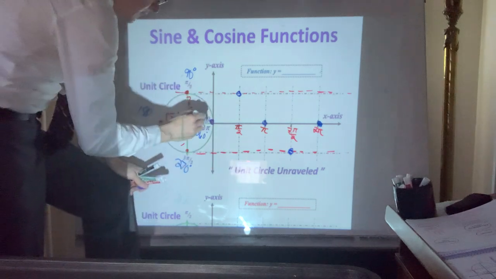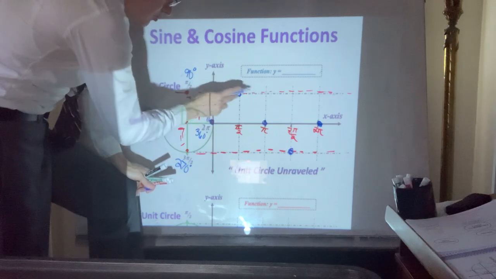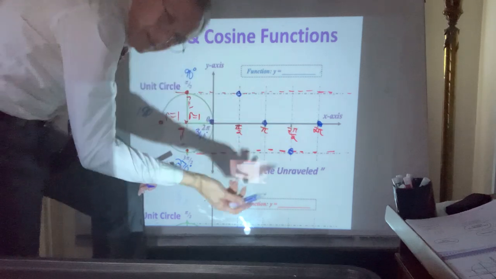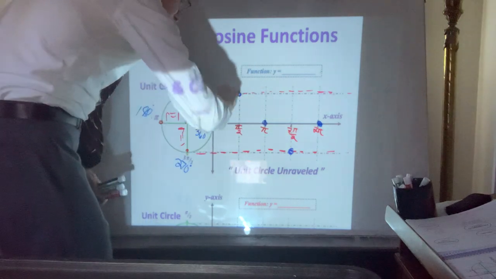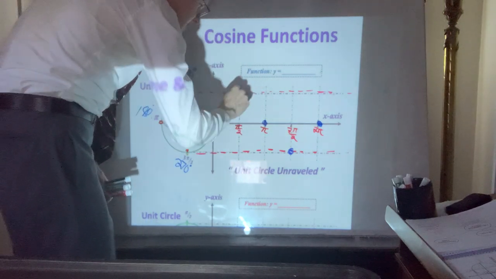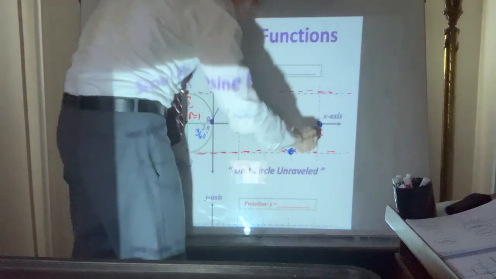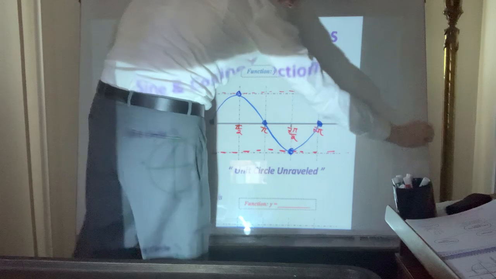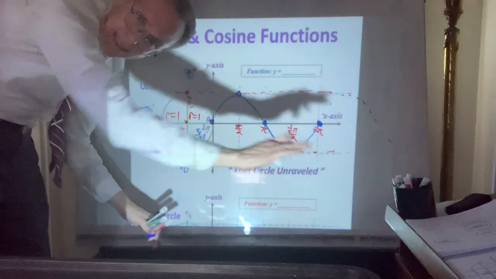Essentially, these are the main points, right? Zero, pi over 2, pi, 3 pi over 2, and 2 pi that you want in the long run to commit to memory, all right? If I filled in the spaces in between, you'd see an arc like this, all right, and then down like this. And then it would continue indefinitely because it's a periodic function, meaning it follows a pattern indefinitely.